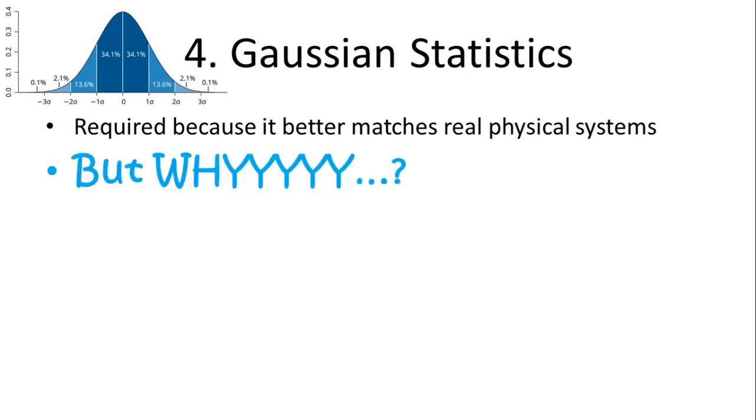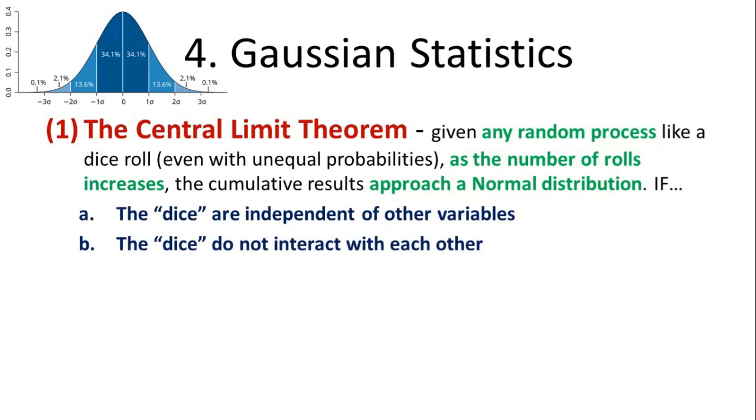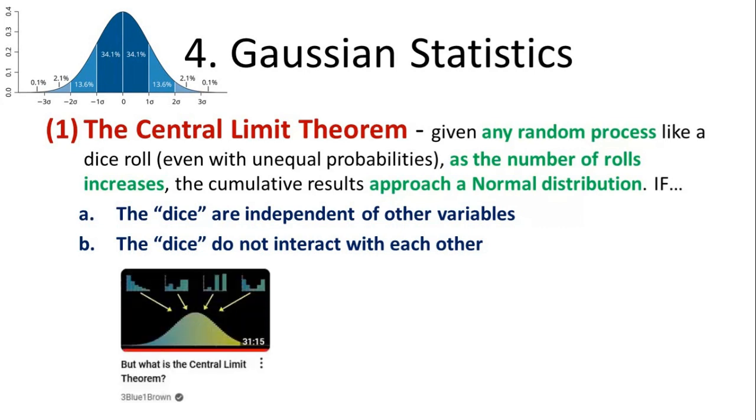At the risk of going down a meta-question rabbit hole, I'll just briefly touch on why the Gaussian distribution applies to diffusion, as opposed to a different type of statistical distribution. There are 2 ways you can think about it. 1. The Gaussian distribution results from satisfying the conditions of the Central Limit Theorem. Given any random process, like a dice roll, even with weighted dice, as you add up more and more rolls, the results approach a Gaussian distribution if the dice are independent of other variables and do not interact with each other. 3Blue1Brown has some nice videos on this if you haven't seen them already.